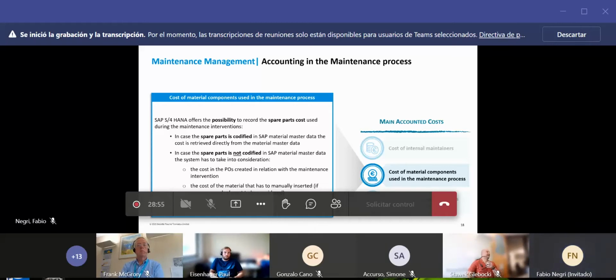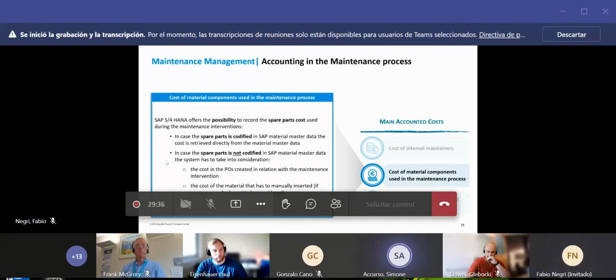If this part here is clear, I don't know if you have remarks to make here. The first bullet here is pretty standard, declare what has been used. The second one, the maintainer is not declaring the single item code because it's an item code which is not codified, so it should declare either the purchase order used to purchase it or manually input the cost of the spare parts used, if the spare part is taken from the warehouse.